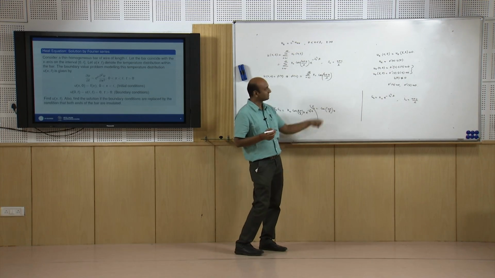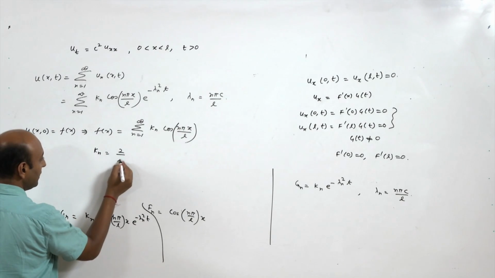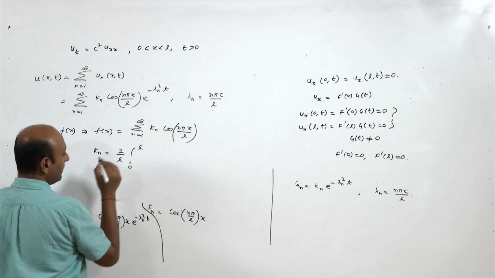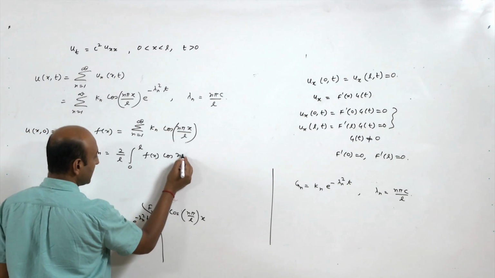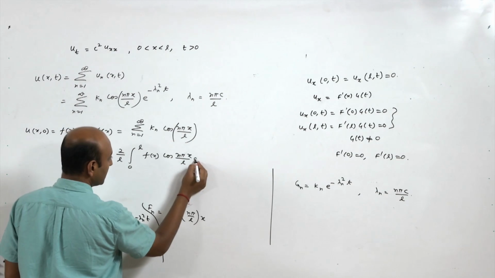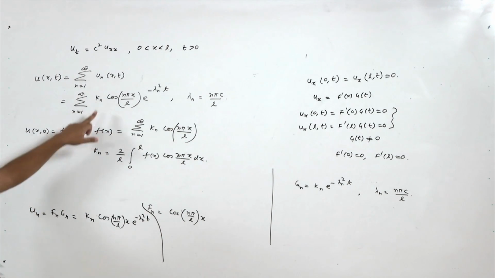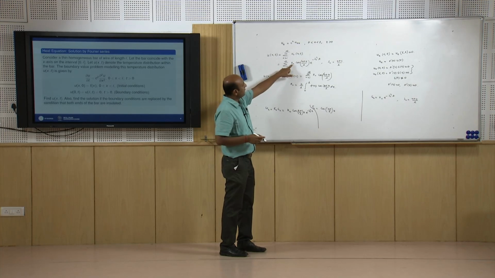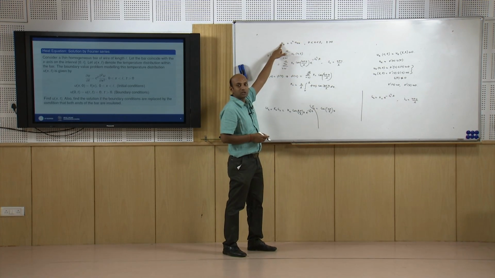Here it is a cosine series. So, then k n will be nothing but 2 by L, integral 0 to L, f x cos n pi x by L into dx. So, when you substitute this k n over here, we will get back the solution u x t, which is the solution of this partial differential equation.